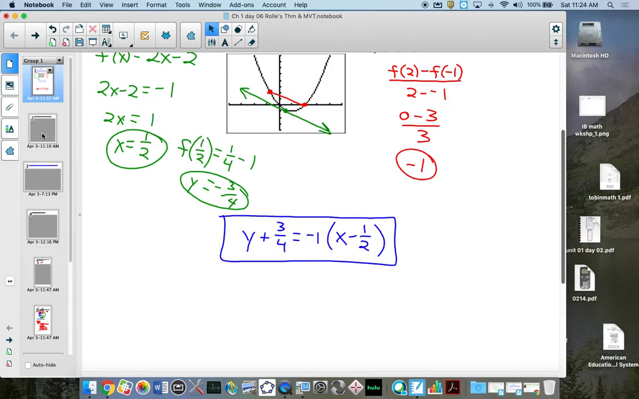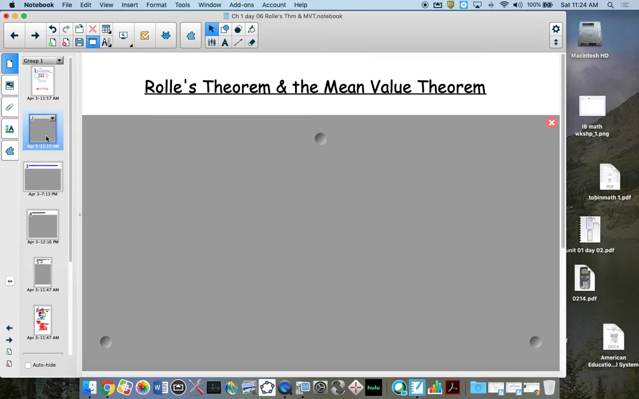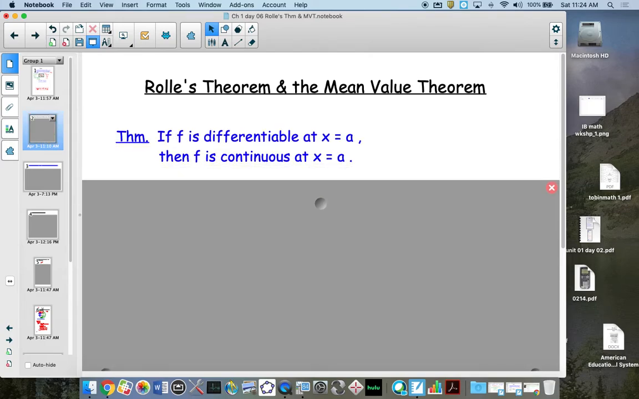Okay, so we're going to look at a couple of theorems now and see how we do with this. The first theorem to understand, which is kind of the basis, and if we wanted to do a proof-based calculus course, we would go through all the proofs on this. But there's one theorem that says if a function is differentiable at x equals a, which means it has a derivative at x equals a, then the function is going to be continuous at x equals a. And that should seem pretty obvious.